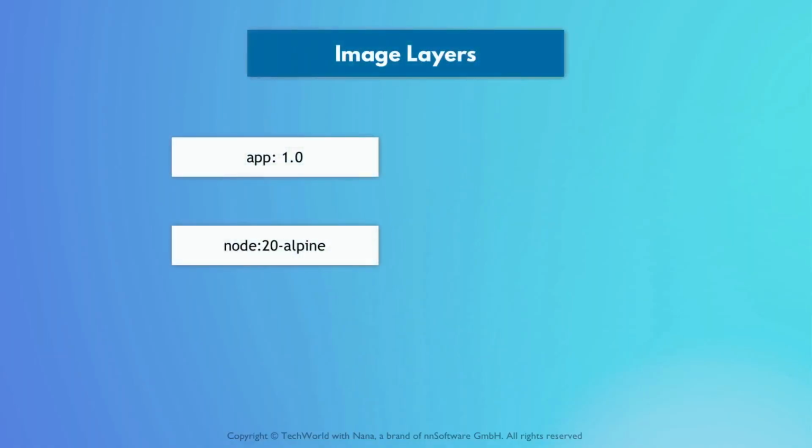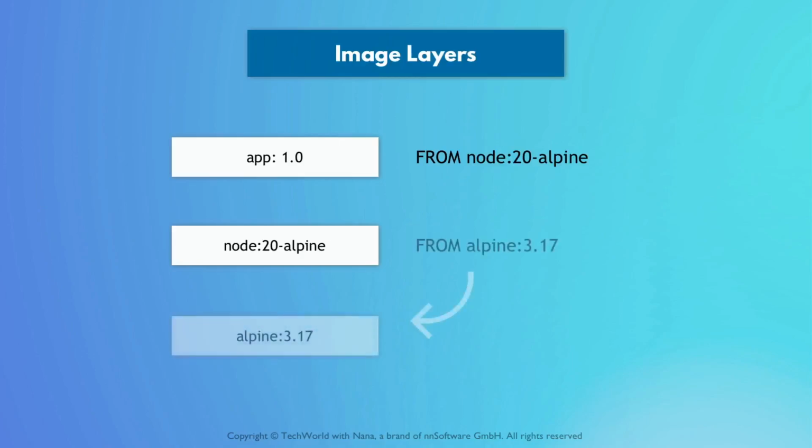So our own image that we're building, my app with the version 1.0, is going to be based on a node image with a specific version. That's why we're going to specify FROM node:20-alpine. And the node 20 Alpine image, as we saw in the Dockerfile, is based on an Alpine image with the version 3.17. That's why it specifies FROM alpine:3.17.